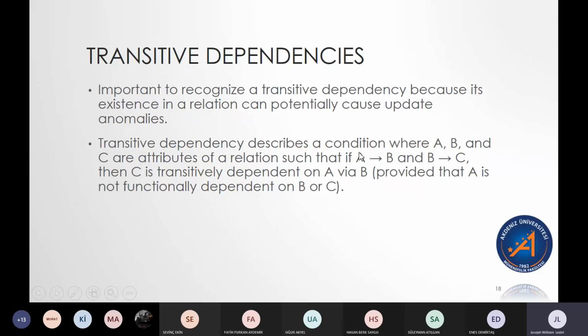So if we know the value in A, then we know the value in B. But if we know the value in B, then we know the value in C, which means that if we know the value in A, automatically we know what the value in C is.